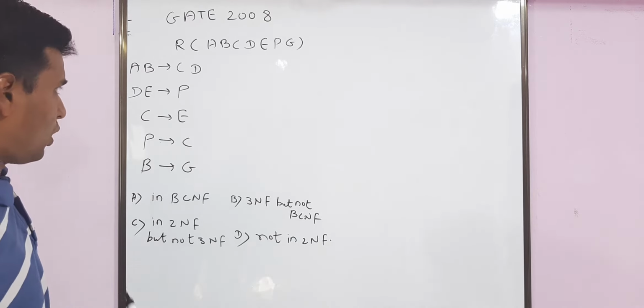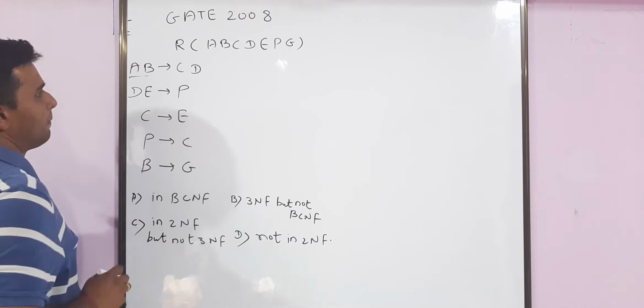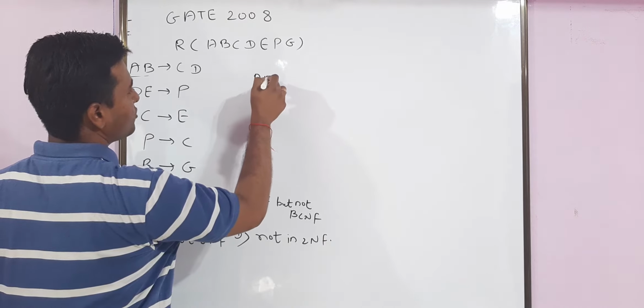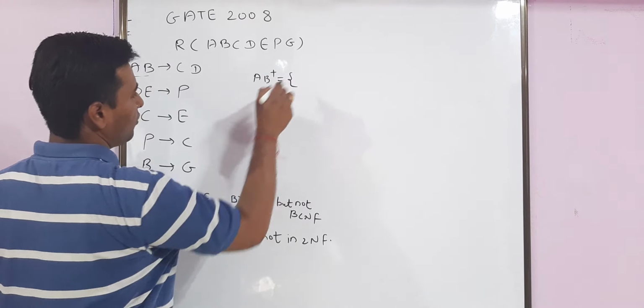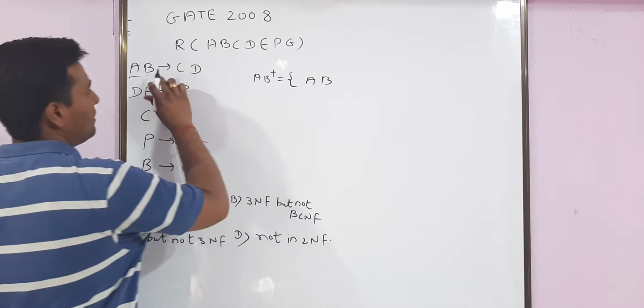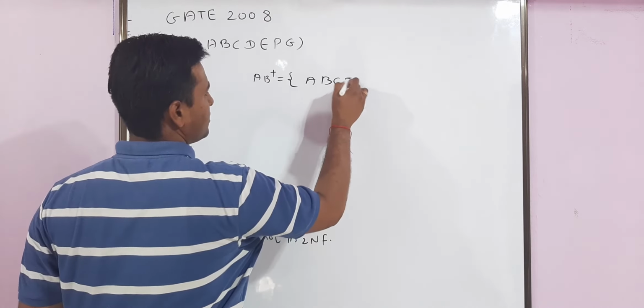So how to find out? We have to find out the primary key. Let's start with AB, so we will find out AB closure. If we find AB closure, then what will we get? We will get AB determines AB. AB determines CD, so I can write here CD.